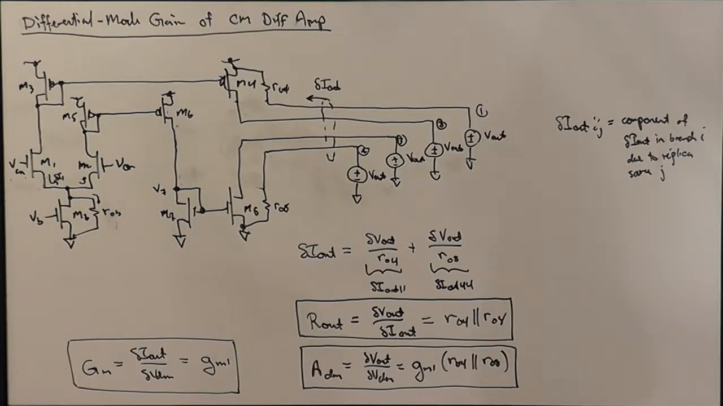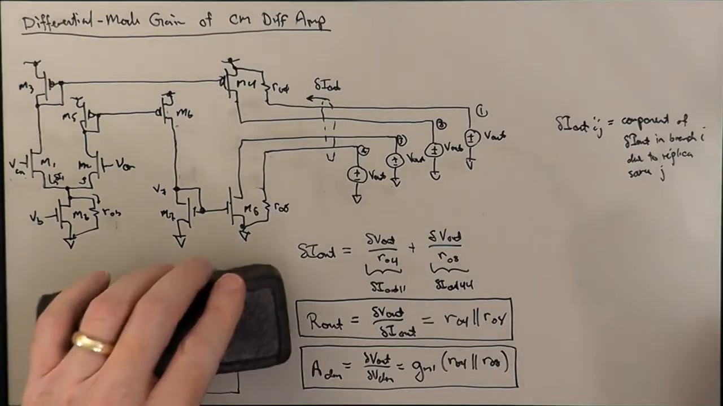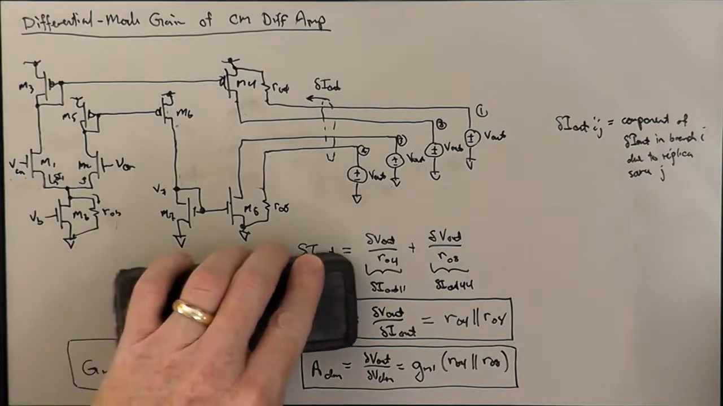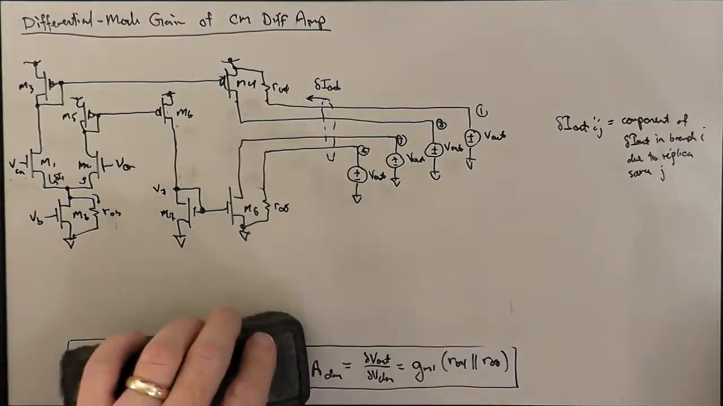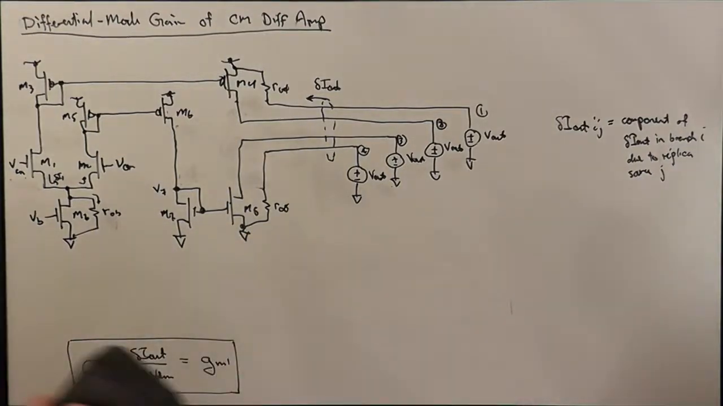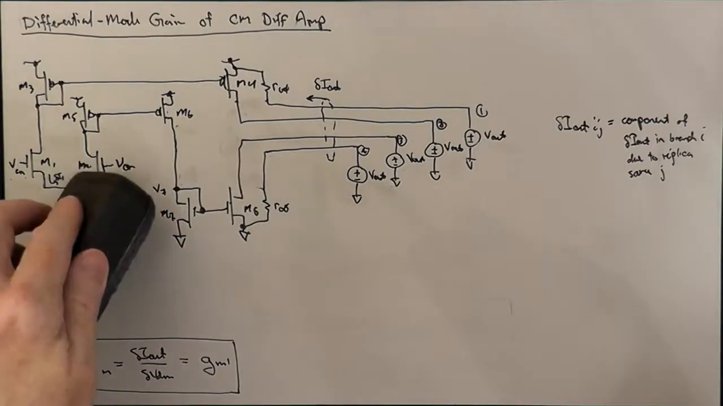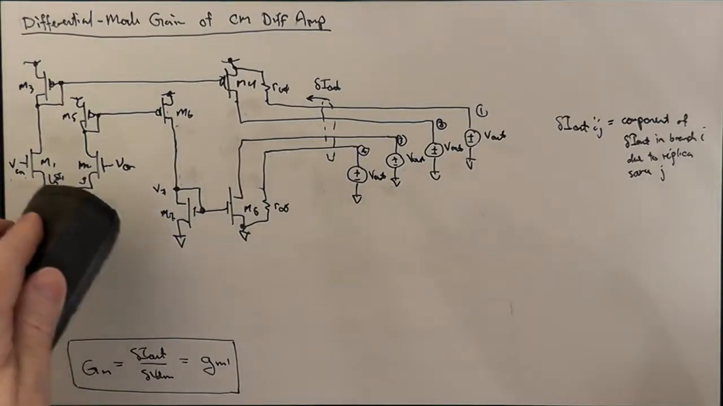Anyway, so that is the differential mode gain of the current mirror diff amp. The next thing I'd like to do is to do something that is very similar to this, and we're just going to sort of reuse most of what we just did.